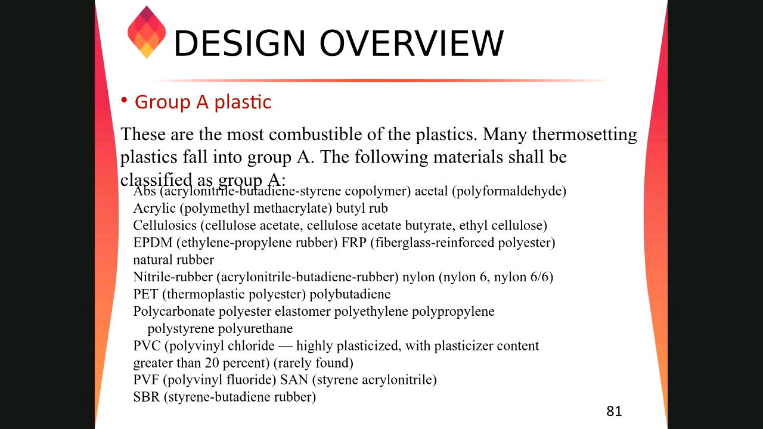Now we came to the group A plastic, right? These are the most combustible of the plastics. The most combustible product is the group A plastics. The examples for group A plastic are ABS, acrylic, EPDM, thermoplastic polyester, PVC pipe, highly plasticized PVC, and SBR. For more group A plastic products, you have to go with the handbook. You will see all one by one.